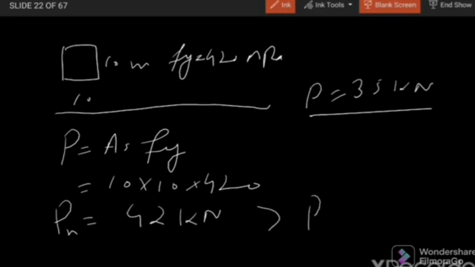So it is greater than Pu, the applied load. It means okay, our section is okay.